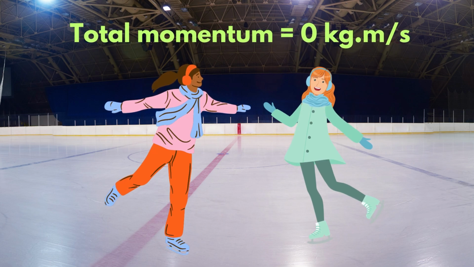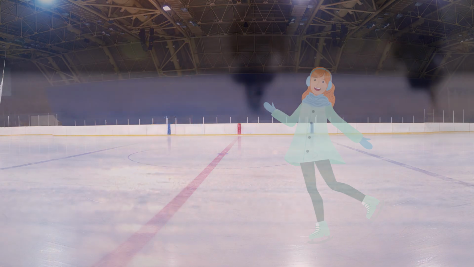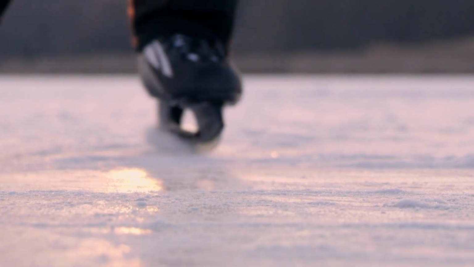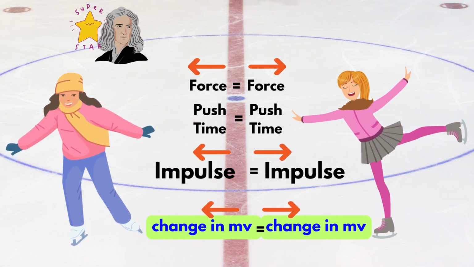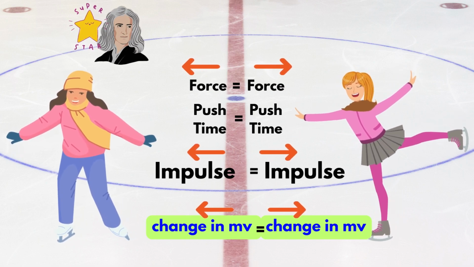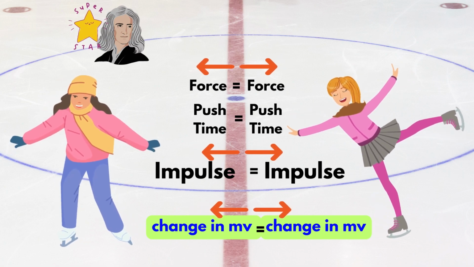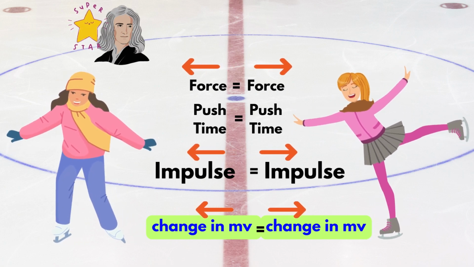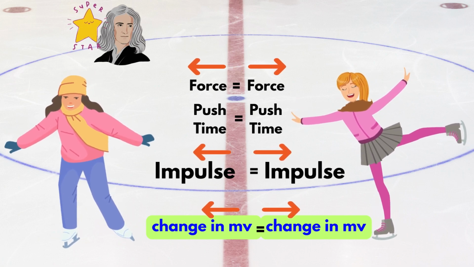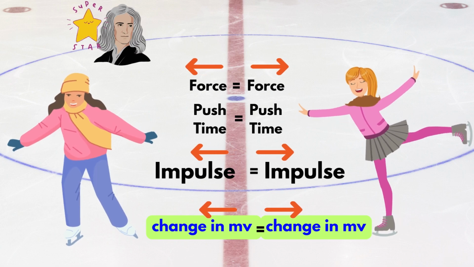But then, oops, they push each other accidentally and slide away from each other. The question is, who would have a higher momentum change? According to Newton's third law of motion, they both exert equal and opposite forces on each other. Also, these forces are being applied on each other for the same amount of time. Therefore, the impulses, remember that impulse equals force times time? The impulses acting on each other are equal and opposite as well.